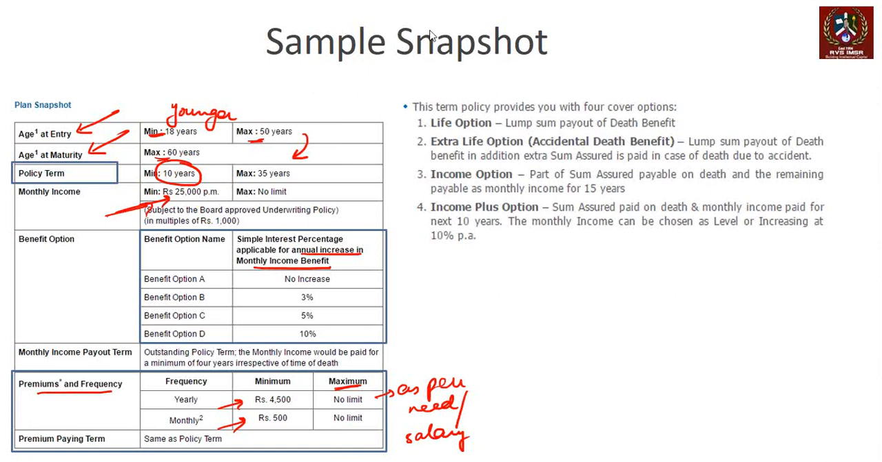Each policy can have different options. The first is a life option, which is a lump sum payout of the death benefit, right? So whatever is the sum assured will be paid out in case there's loss of life. Then there is another option called extra life option, which gives you accidental death benefit: a lump sum payout of the death benefit, in addition, extra sum assured in case of death due to accident.